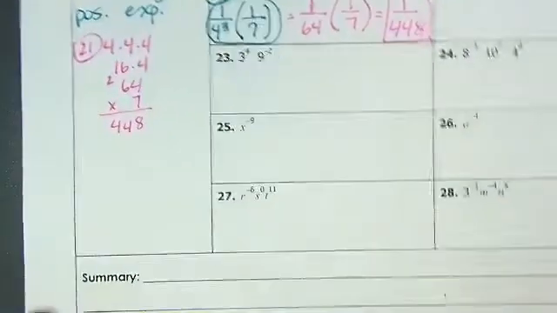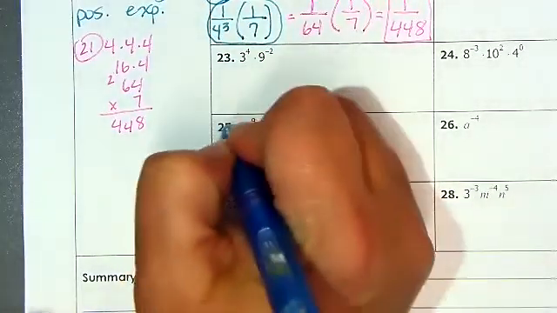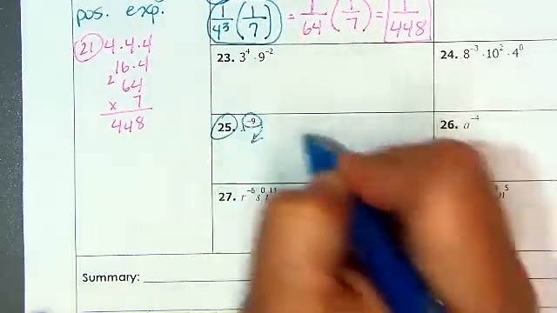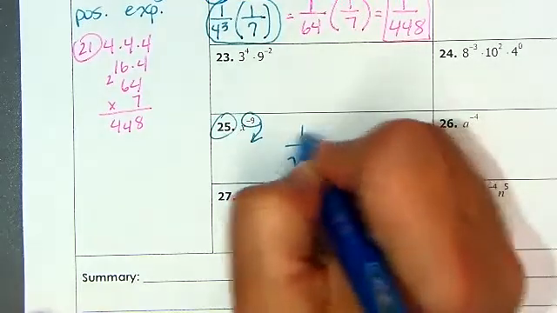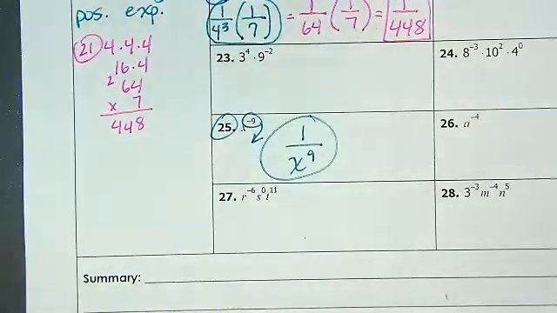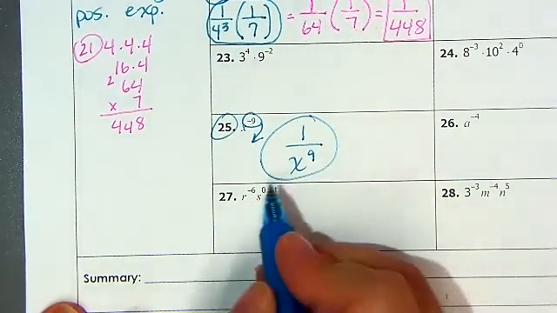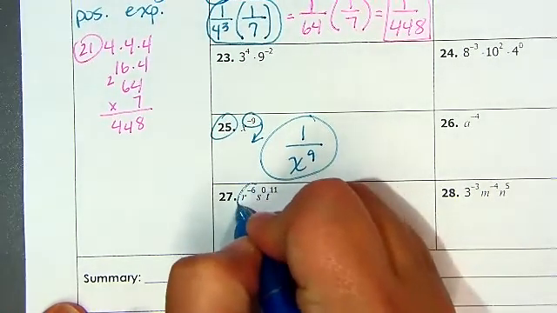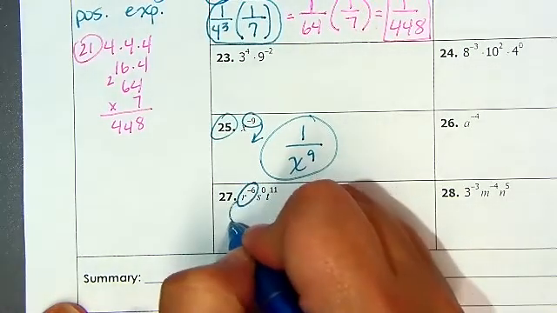Okay, moving on down to ones that deal with letters. So we have 25. We treat it the same way. I take the exponent and I move it down. So this is going to become 1 over x to the 9th. And I can't go any further because I'm just dealing with letters. All right, looking at 27. If it's a negative exponent, I move it to the bottom. The r here is the only one with a negative exponent, so that's the only one that's going to be moving to the bottom.